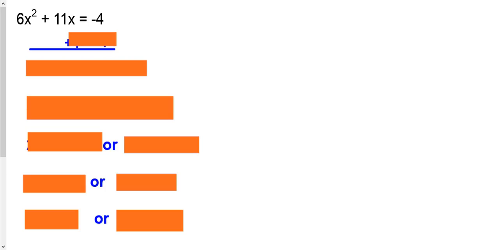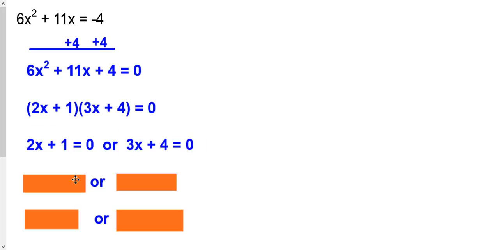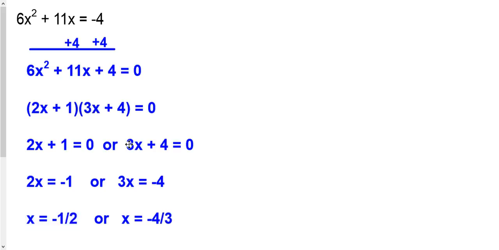So go ahead and try to do this one on your own. Set equal to 0 by adding 4. Use your AC factoring. Set each factor equal to 0. Now remember, you can only set each factor equal to 0 if your original problem was set equal to 0.